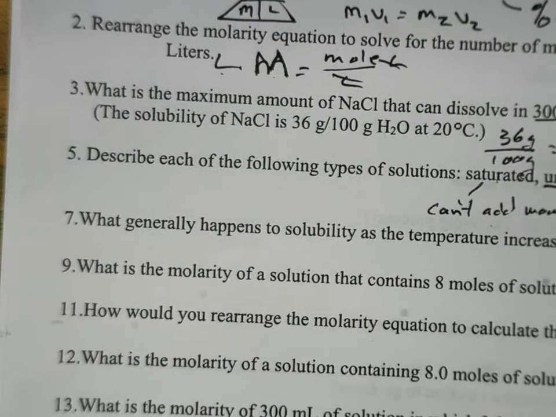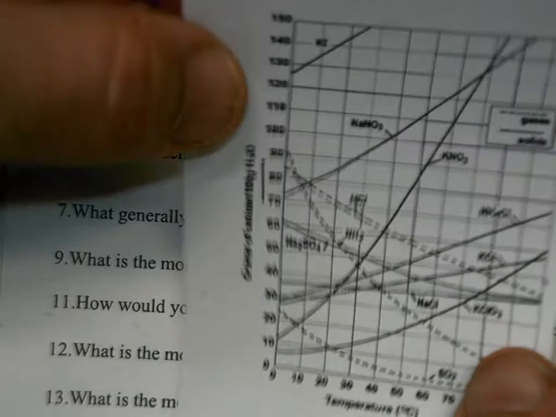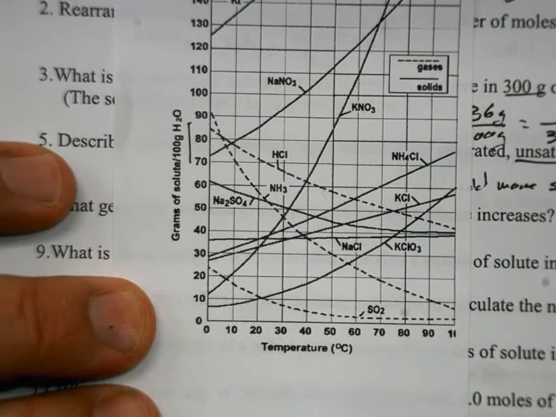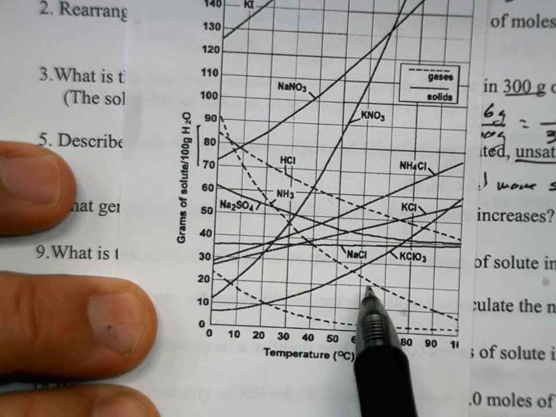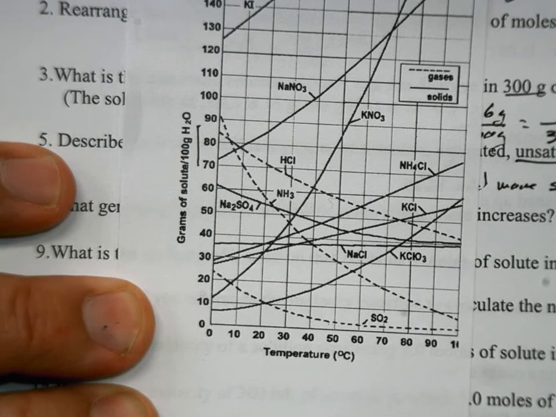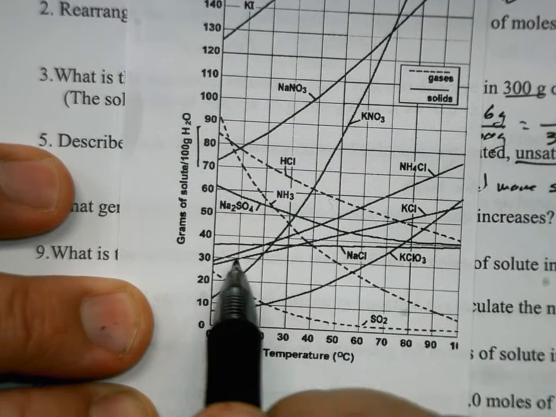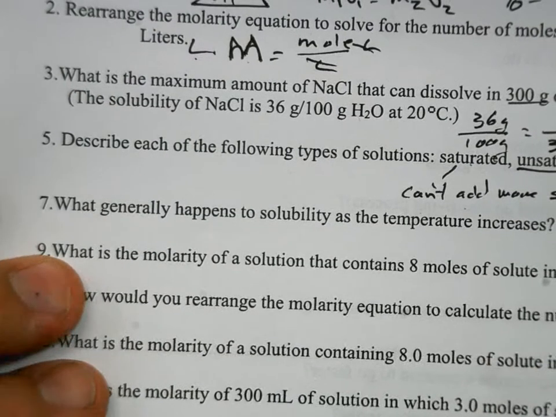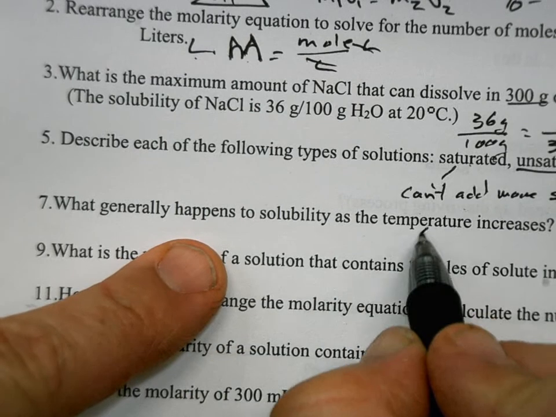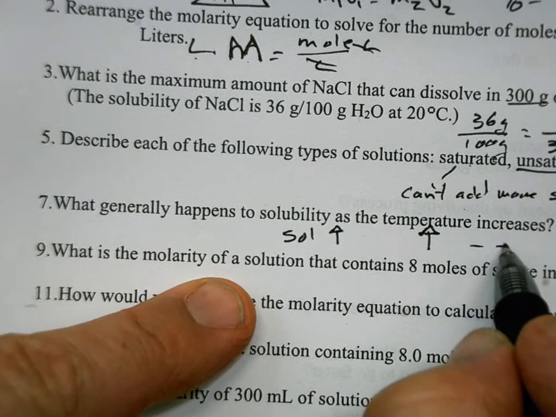Let's see, number 7. What generally happens to the solubility as the temperature increases? Well, you can take a look at a chart. For solids, on this chart right here, we can see this is the solubility in grams per 100 milliliters. This is the temperature, with the exception of gases. So when we're talking solids like salts, the more heat, the higher this chart goes. We've got a positive slope. Some of them are very positive, like this one. Other one's a little flatter. But the more heat, the more you can dissolve. So what happens to solubility as temperature increases? Solubility also increases, except for gases.